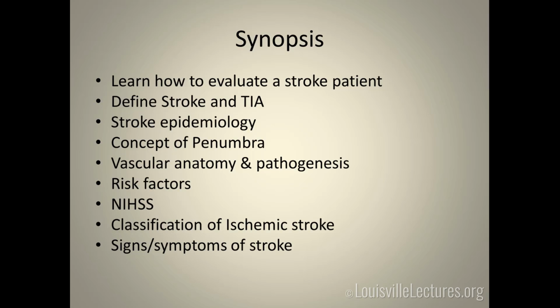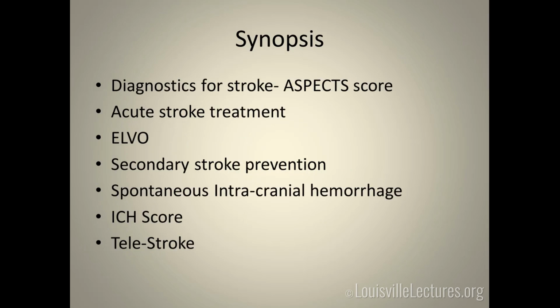So we'll go through these. We'll define stroke and TIA, and go through a little bit of stroke epidemiology. There's something called the penumbra, so we'll go through the concept of what the penumbra is and how we evaluate that. We'll go through a little bit on vascular anatomy, pathology, and risk factors, the NIH stroke scale, and classification of strokes. We'll be talking more about ischemic stroke, a little bit about hemorrhagic stroke, and then what diagnostics we do, and what we mean by ELVO.